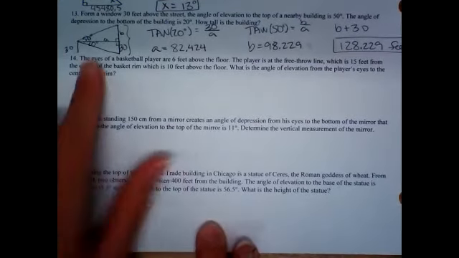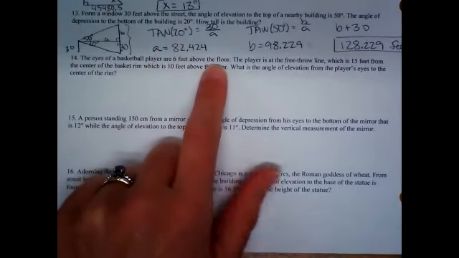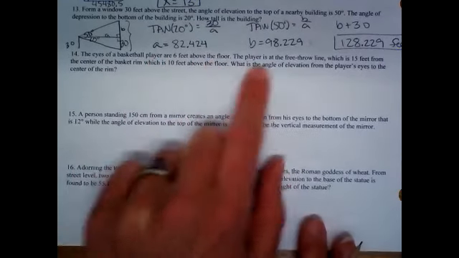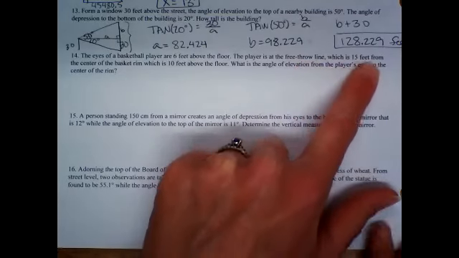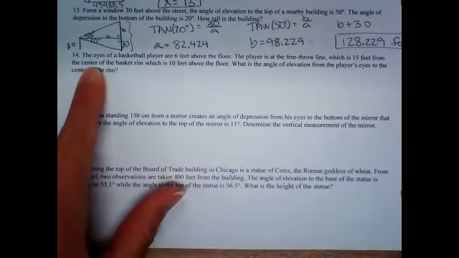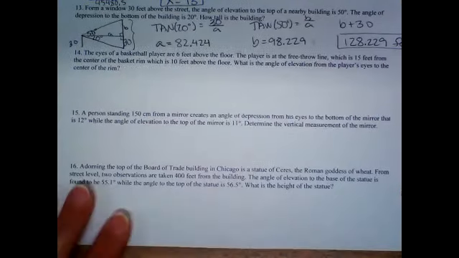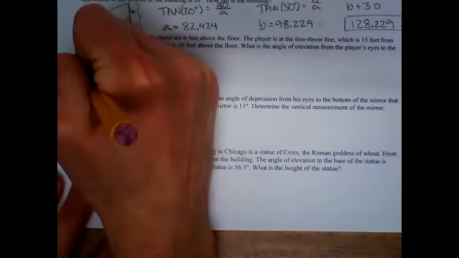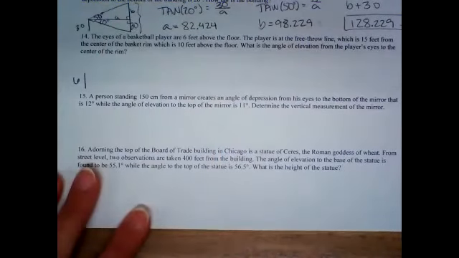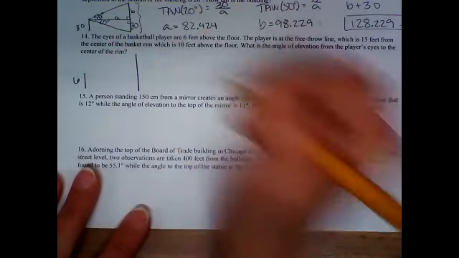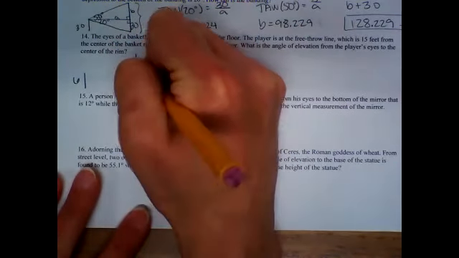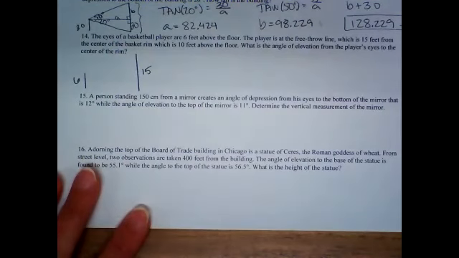All right. Next one. The eyes of a basketball player are 6 feet above the floor. He's 6 feet tall. He's at the free throw line, which is 15 away from the center of the basket rim, which is 10 feet above the floor. Okay, here's what's going on. We've got this guy, he's 6 feet tall. We've got the basketball hoop, which is 15 feet tall. Oh, no, wait, it's not either. Sorry, too many numbers. How tall was that?